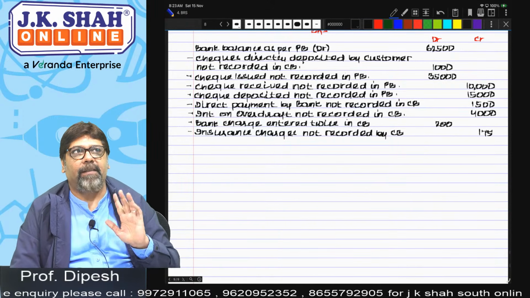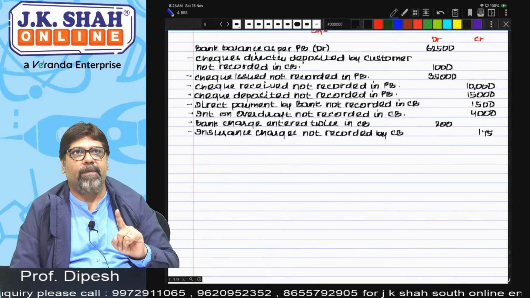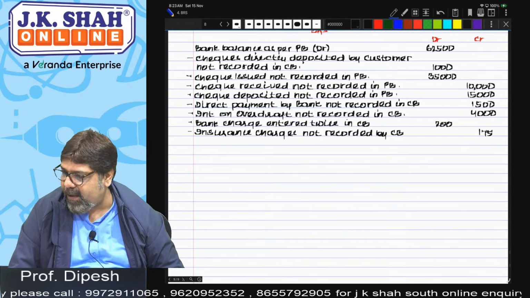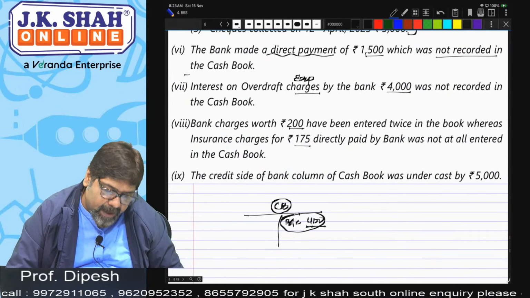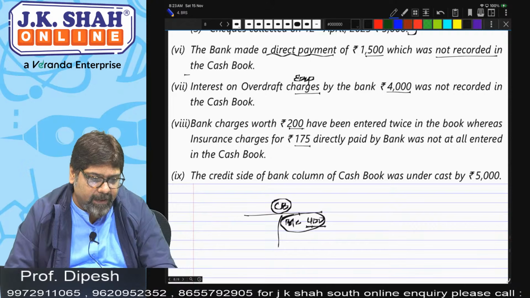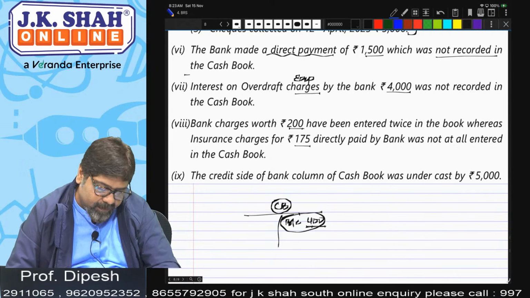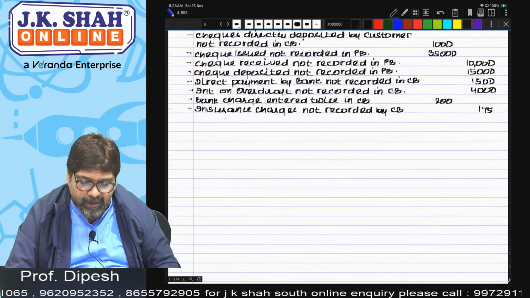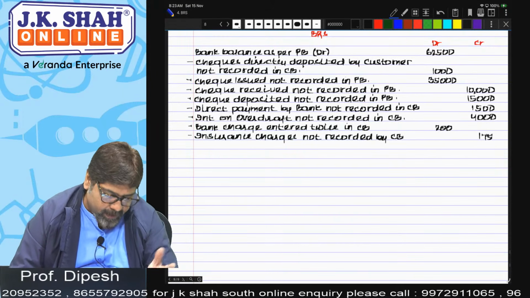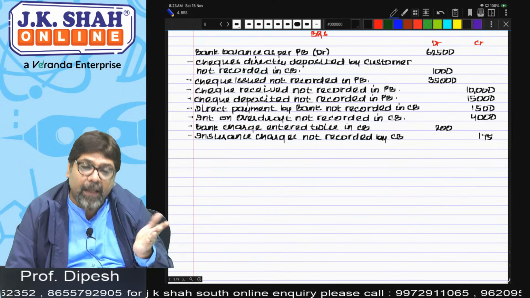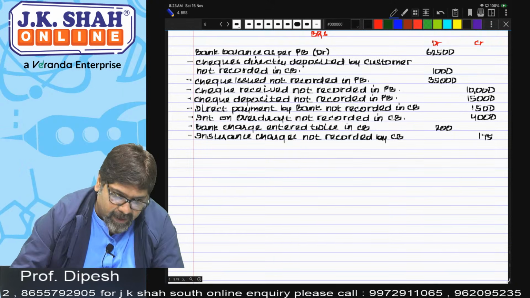In the cash book, the payment is not recorded. Payment in the cash book will come on the credit side. Yes sir. Thereafter, the credit side of the bank column of the cash book was undercast. So the credit side is undercast. Which side will you write it on? You will write it on the credit side. Increase the credit side. Correct.